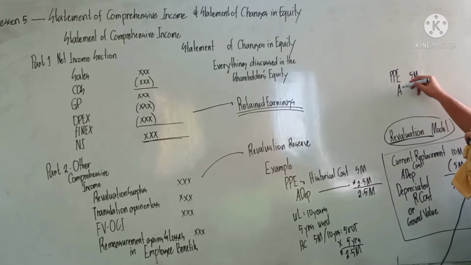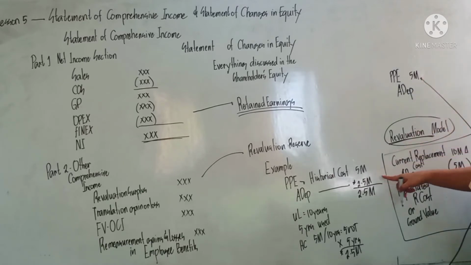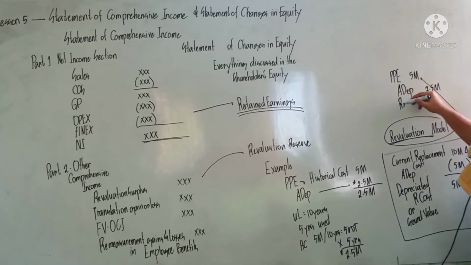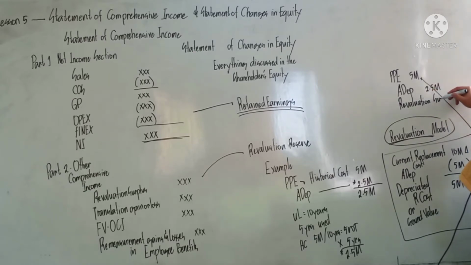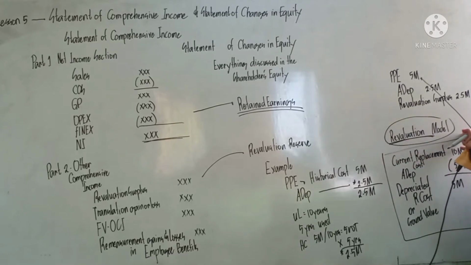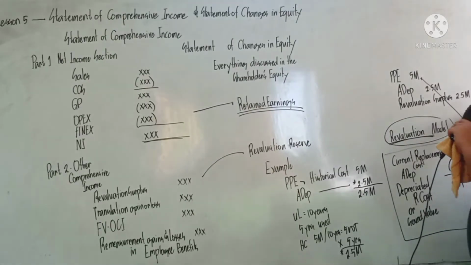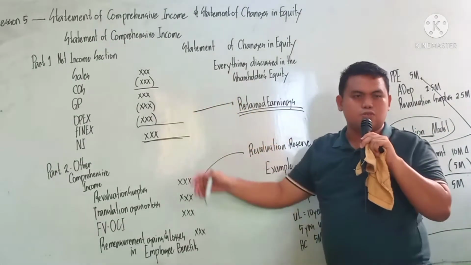After that, the accumulated depreciation should also be increased. From 2.5, it became 5 million. So you're going to increase also the accumulated depreciation account by 2.5. So it's not balanced. That is why there is what we call revaluation surplus, the balancing figure, which is 2.5. So, the moment that you change from here to here, you're going to recognize in the other comprehensive income a revaluation surplus of 2.5. It will not be part of the net income section.